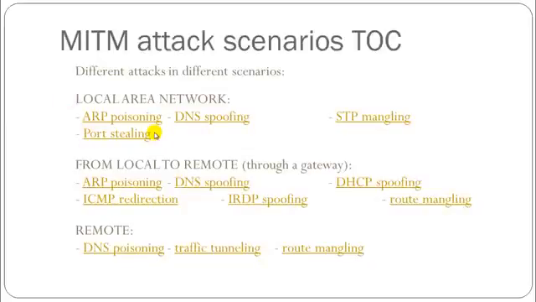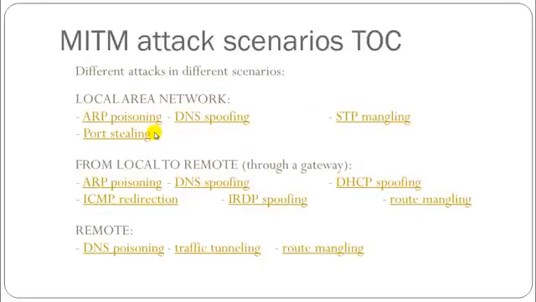First is the local area network. That means it's not on the internet, it's just inside the company, like an intranet, for example. These are the different types of attack: ARP poisoning, DNS spoofing, STP mangling, and port stealing.